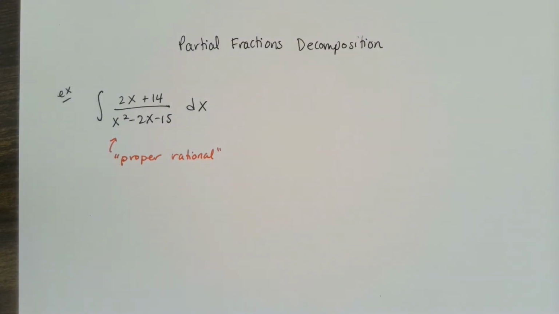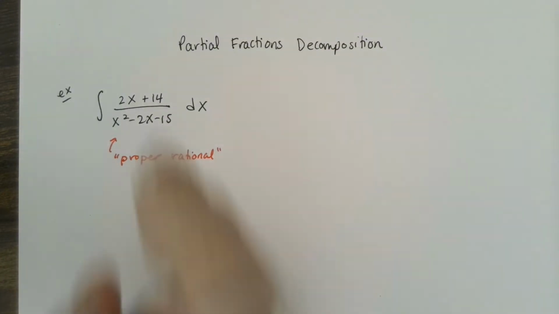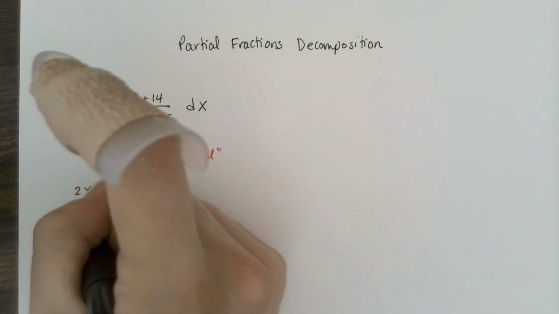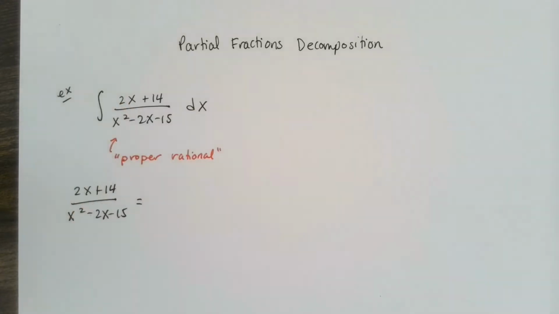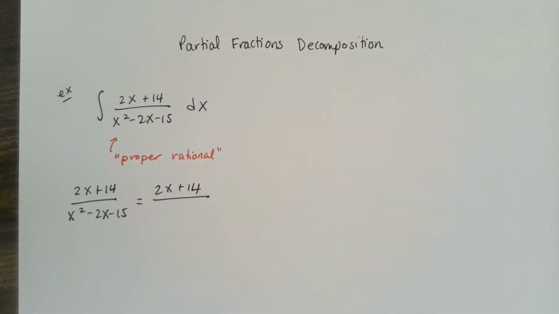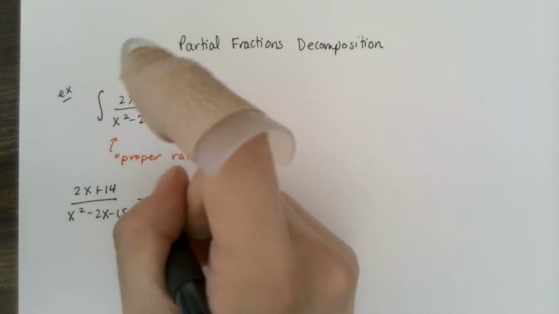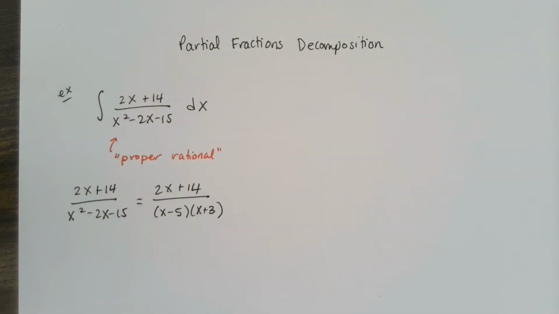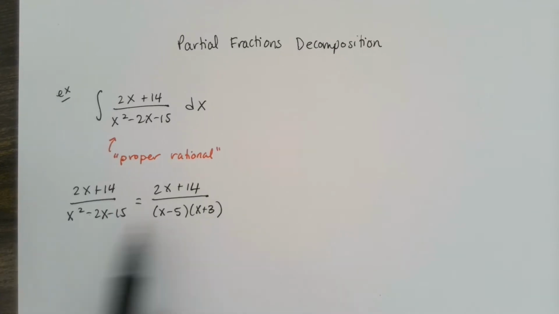Okay, so the first thing we want to do is take that rational function in the integrand and factor its denominator. We actually don't care about factoring the numerator ever, we just care about the denominator. So I'm going to make this 2x plus 14, just whatever on top. And then on the bottom, that quadratic factors into (x minus 5)(x plus 3), because negative 5 and positive 3 add to negative 2 and multiply to negative 15.